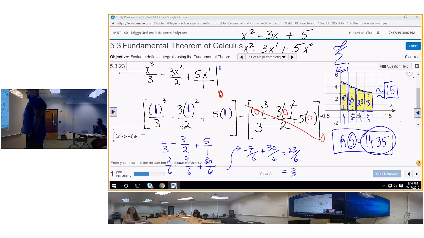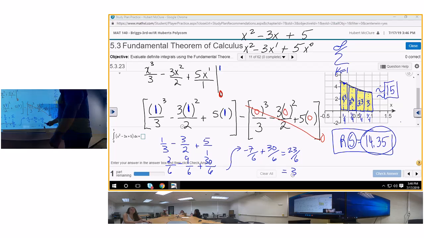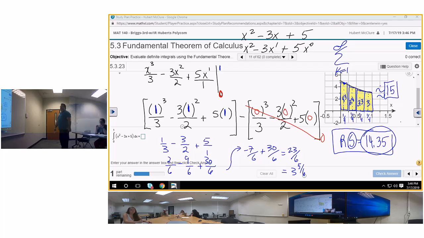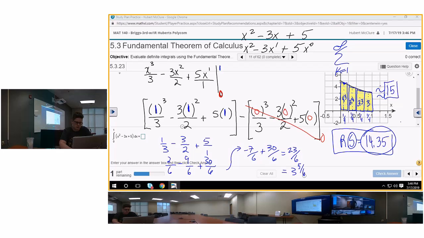23/6 comes out to be 3 and 5/6. Well, that's not right, because we all see that there's 15 units in there. Check my math and make sure I haven't messed up somewhere. I know that's not right. I'll type it in, but I know that's not right.